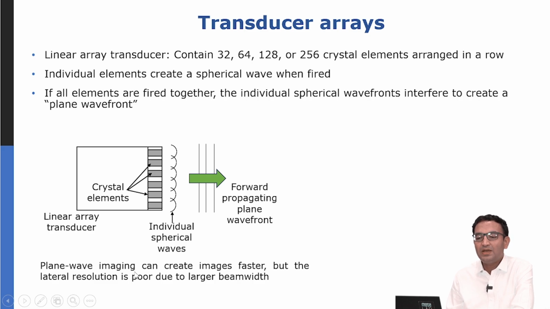So plane wave imaging has this advantage because all the transducers are fired together and not in a sequence. It has very high temporal resolution. That means it can acquire images faster. But the lateral resolution is poor because of large beam width. Plane wave essentially means no focusing in the lateral direction, and because of which the beam width is wide, which leads to poor resolution in images.